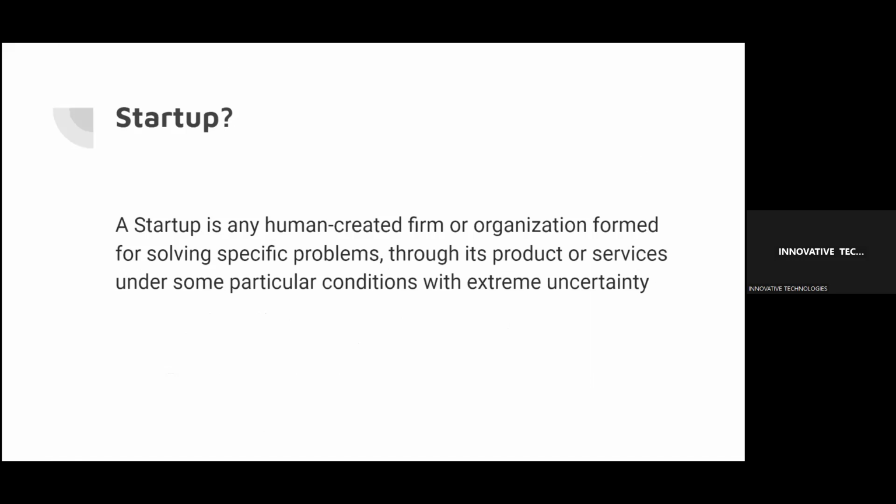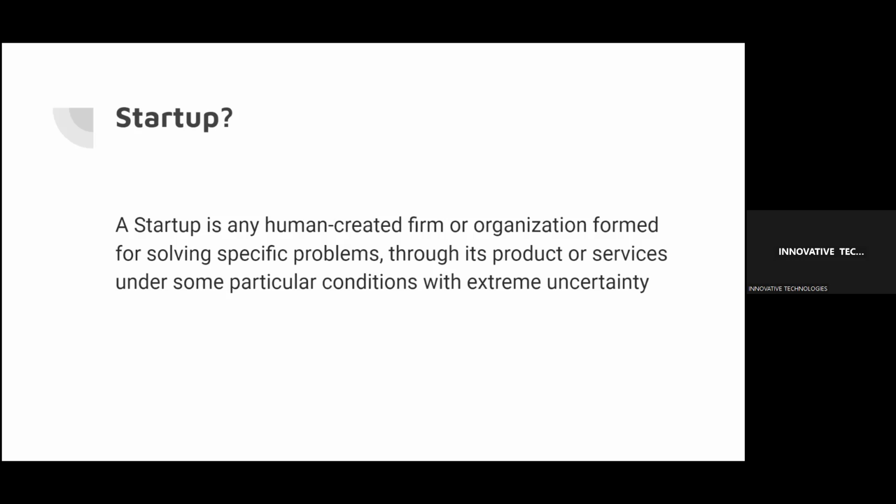Usually, for any type of establishment, any type of company, or any type of institution, the initial stage is called a startup. So the definition is the same. A startup is a human-created firm or organization formed for solving specific problems through its products or services under particular conditions with extreme uncertainty. The actual meaning of the word startup is the action or procedure of setting anything in action. So a startup is nothing but an idea, an implemented idea.